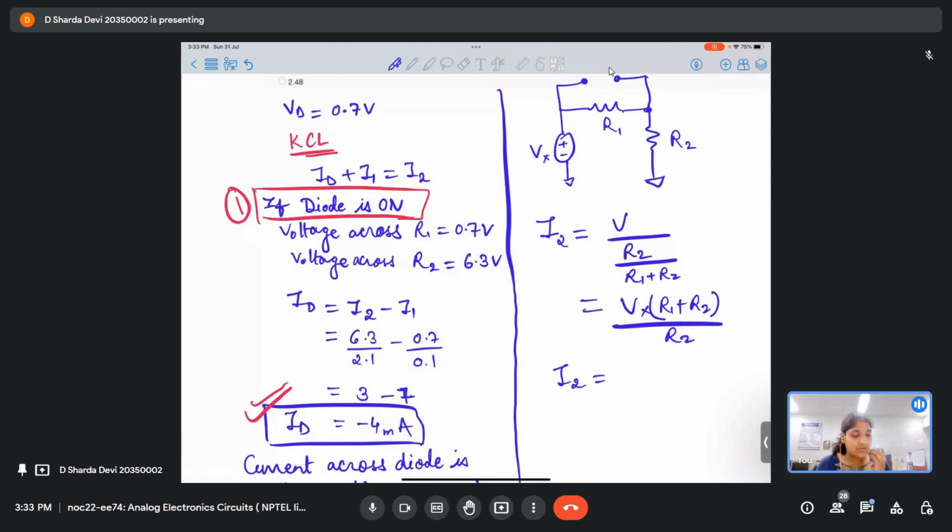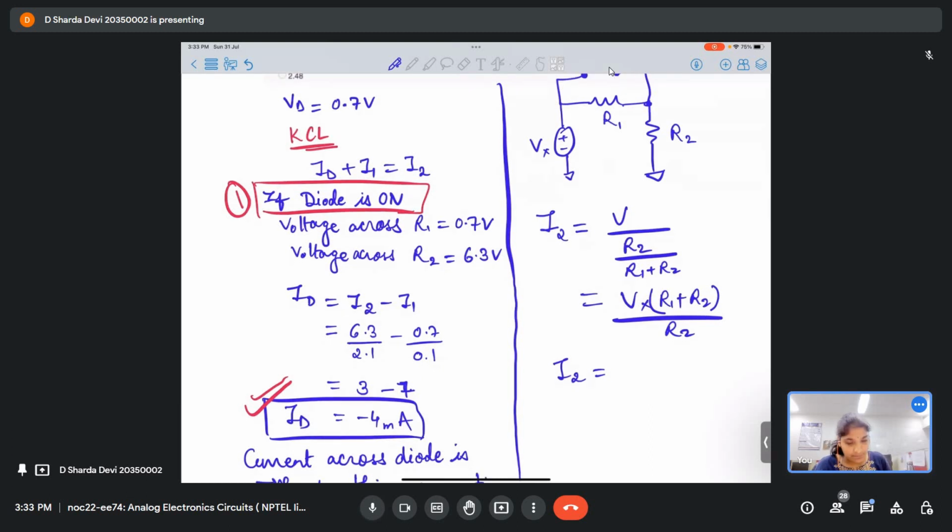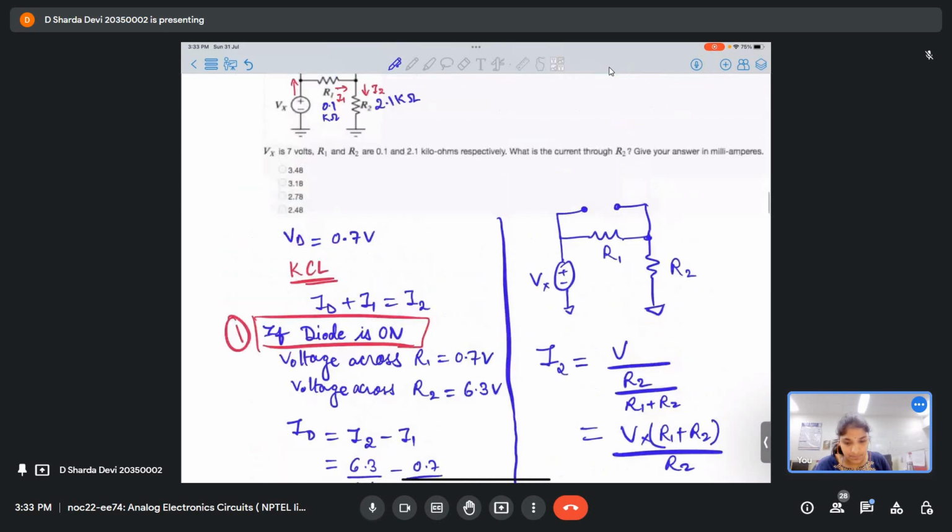So what is the value of I2 that you are getting? Can you please let me know what is the value of I2? Sorry.